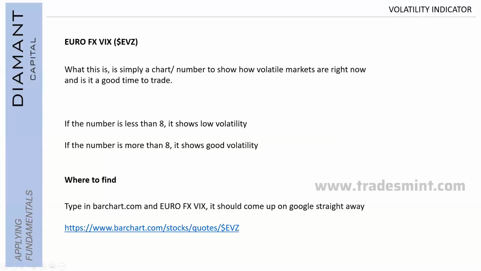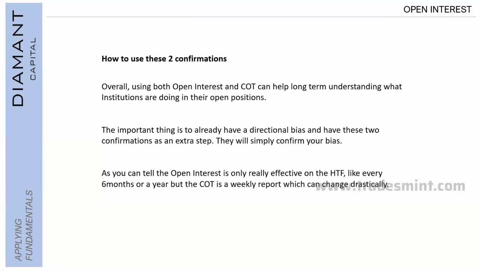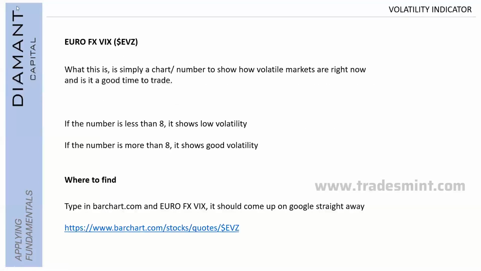So as I said from the start, we're going to be looking at the open interest, commitment of traders, and also a volatility indicator. So for this, we use something called the Euro FX VIX. You would usually type this contract in as a dollar EVZ. Now, what this is simply a chart or a number to show how volatile the markets are at the moment and is it a good time to trade. If the number is less than 8, it shows low volatility in the market. If the number is more than 8, it shows good volatility.